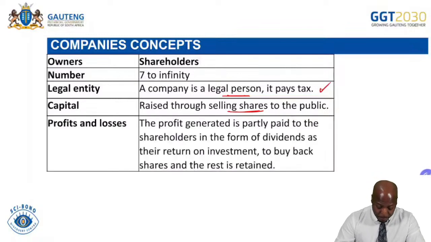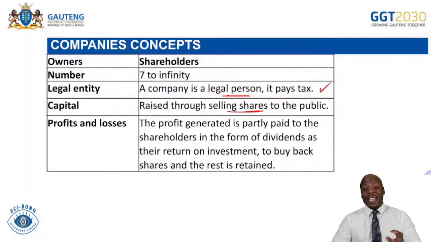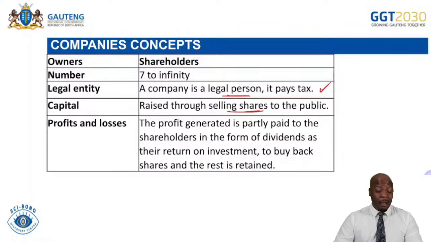Let's move on. In terms of profits and losses, what happens then? Because remember, with the sole trader, the profits belong to him and the losses are his as well. So in the company, what happens in the event of profits and losses? The profit generated is partly paid to the shareholders.